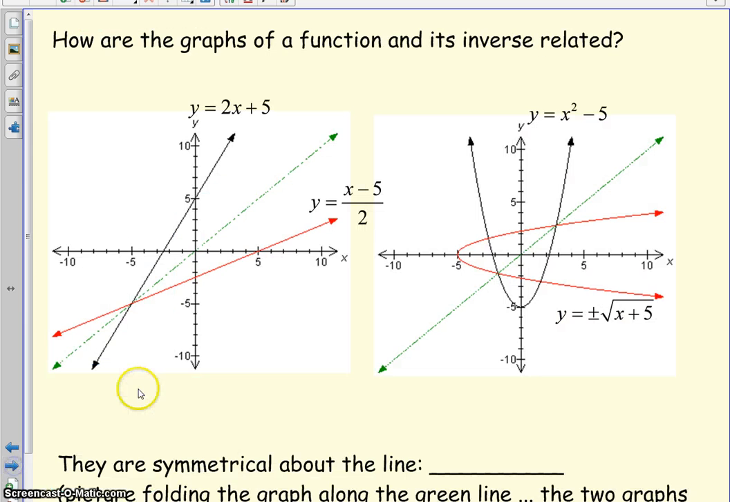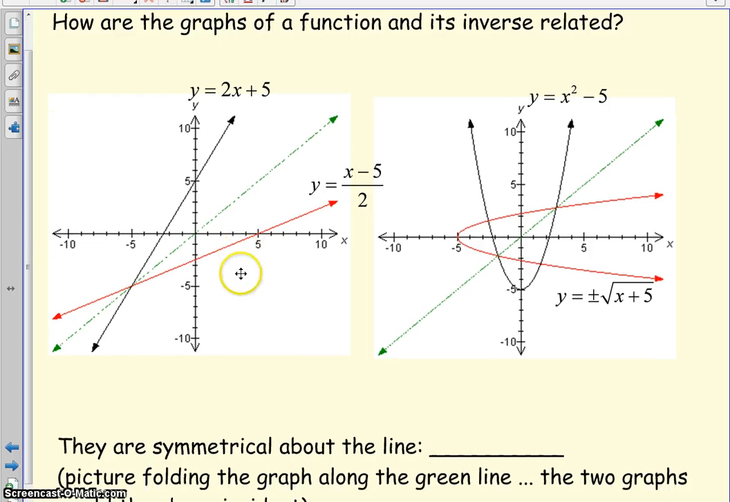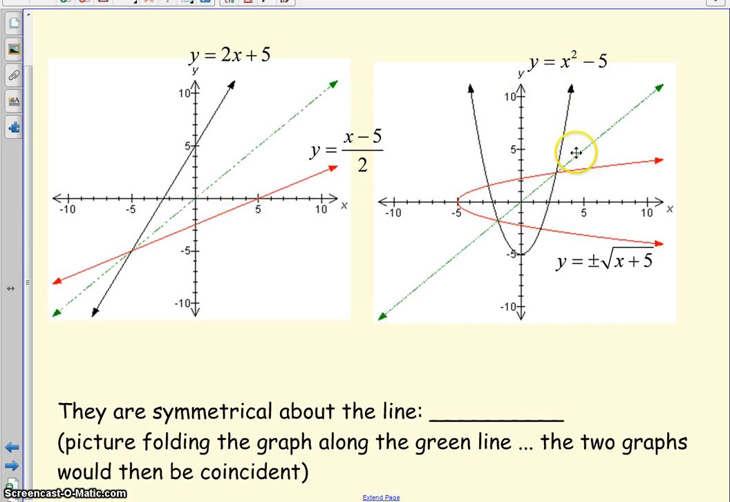Okay, so if you want to see a couple more examples here, here's another equation, y equals 2x plus 5 and its inverse, and there's the line y equals x in green. And again, here's the case of the parabola, y equals x squared minus 5, and the inverse is a sideways parabola. Again, they're all reflections across the line y equals x.